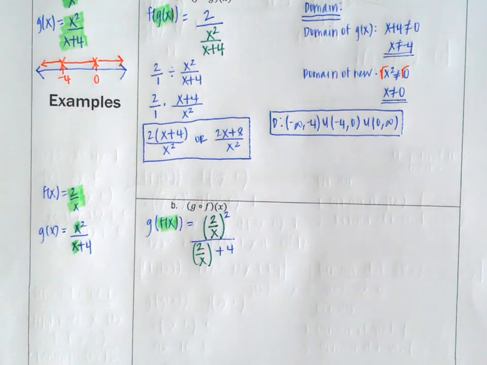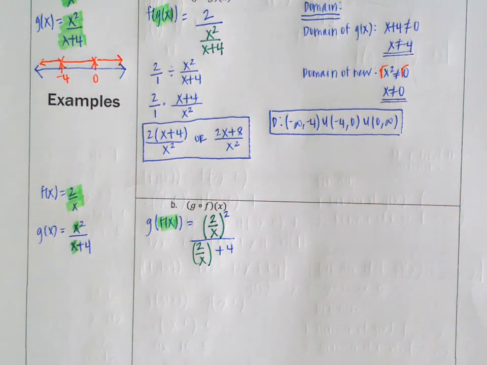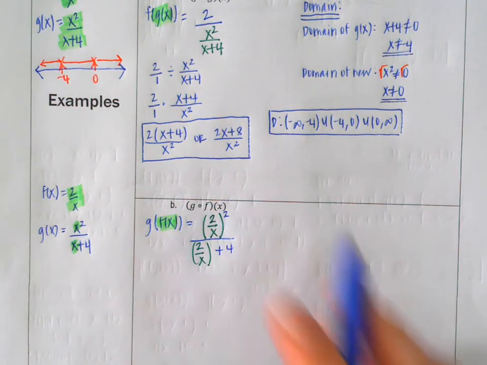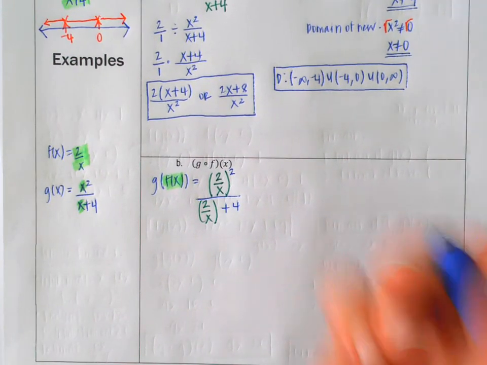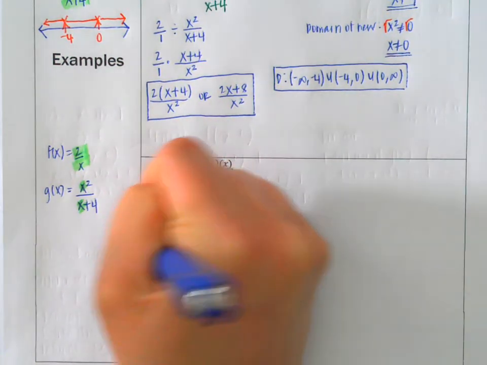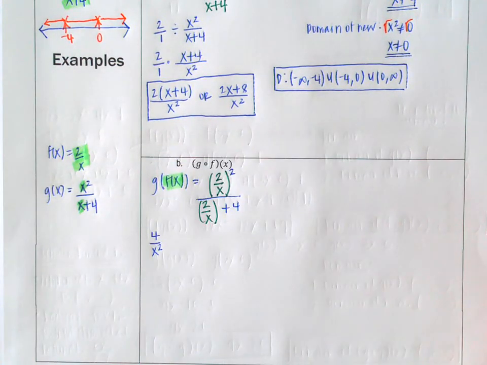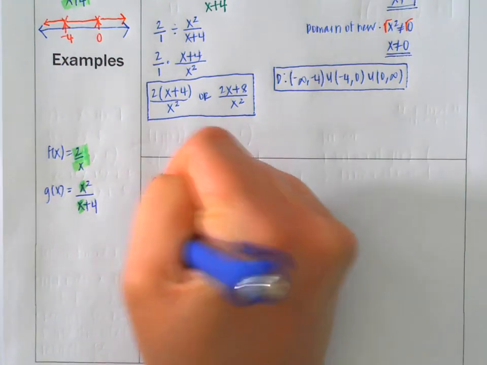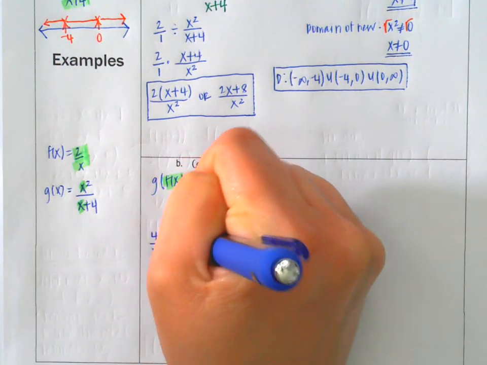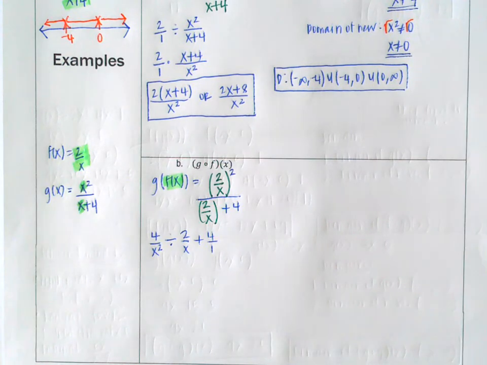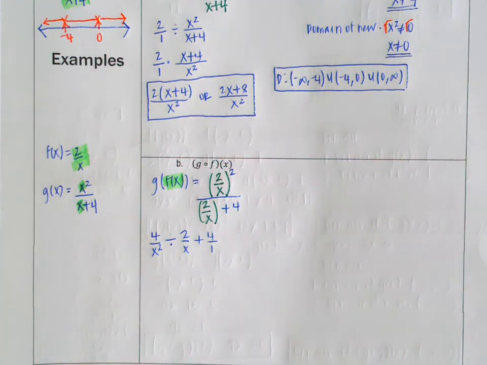plus 4. Okay, first thing I would do is separate. Just like we did before, I want to separate. So I can square this in my head, right? It's 2 squared and x squared, so it would be 4 over x squared. And then divided by 2 over x plus 4 over 1. Now, remember, we've done this, I think.